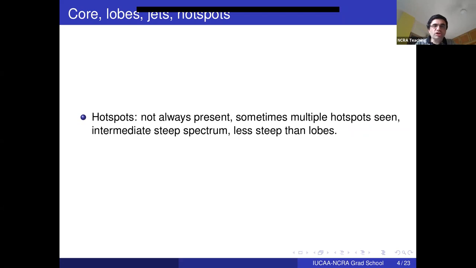Then we come to the fourth component, which is hotspots. So hotspots are not always present, but on certain occasions, you can see multiple hotspots. So within the lobe, what is the hotspot? A hotspot is a region of high intensity emission which is located within one of the radio lobes. Sometimes hotspots are not seen, but sometimes two or even three hotspots may be seen.